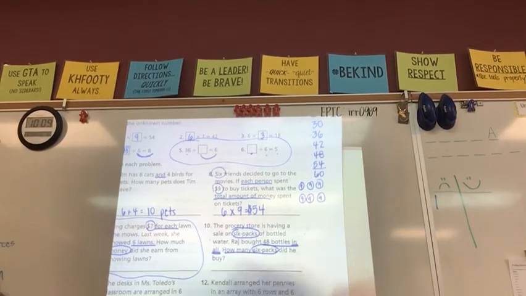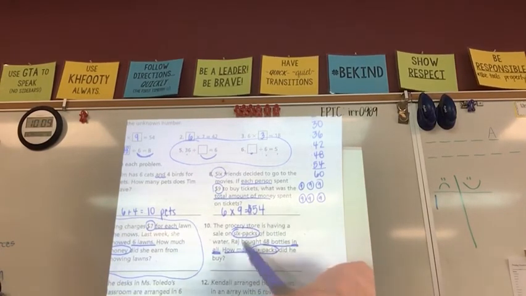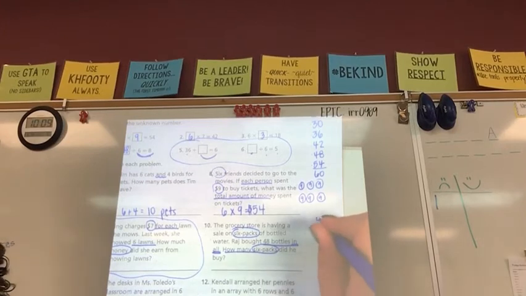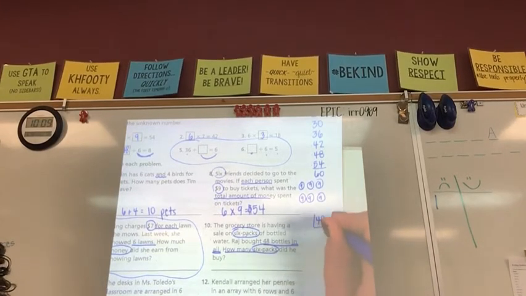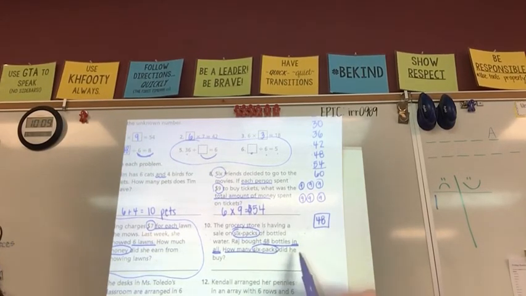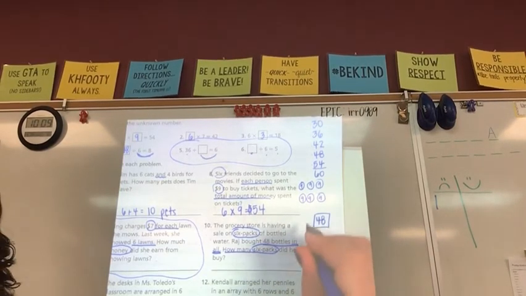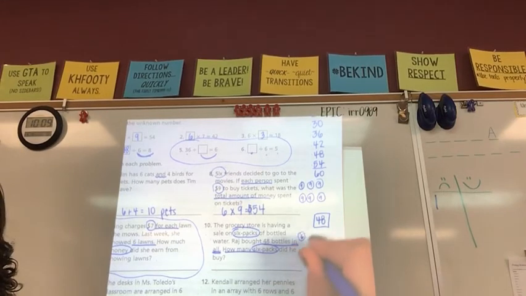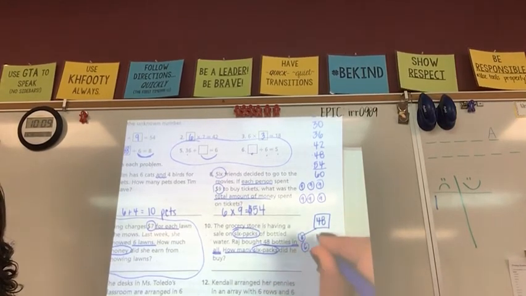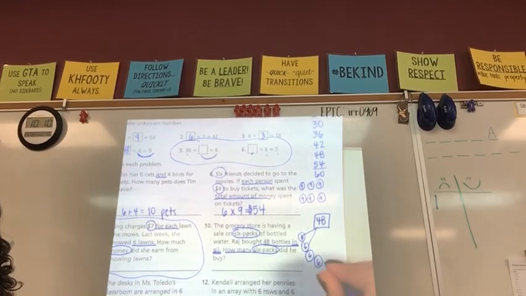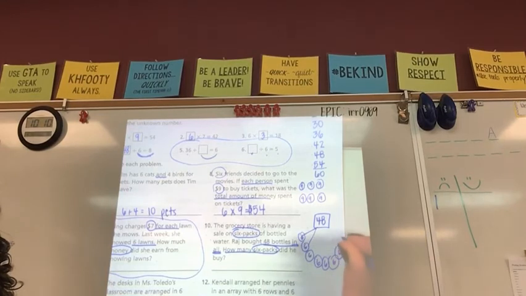If I know a total and a group size, what type of drawing would that be? You're right, it's an equal shares. So I start with my total of 48 bottles on top, and then I know they're going to come in groups of 6. So I can use my count bys list to help me with this, but I'm going to keep counting by 6s. 6, 12, 18, 24, 30, 36, 42, and 48.